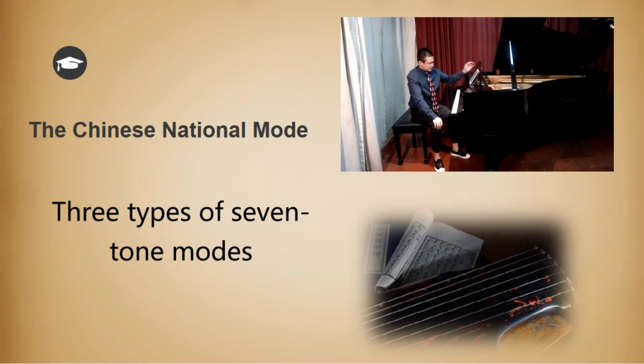雅乐羽 mode. 宴乐宫 mode: 宫商角清角徵羽润. Interval relationship: major second, major second, minor second, major second, major second, minor second. In addition, 宴乐商 mode, 宴乐角 mode, 宴乐徵 mode, 宴乐羽 mode.